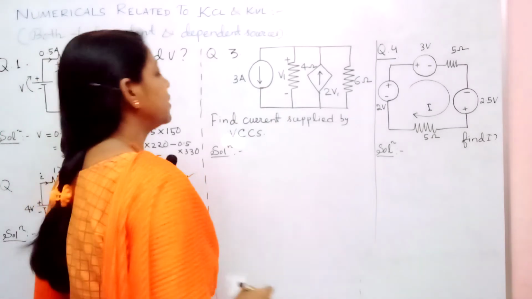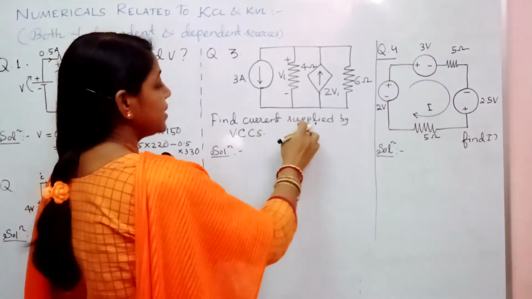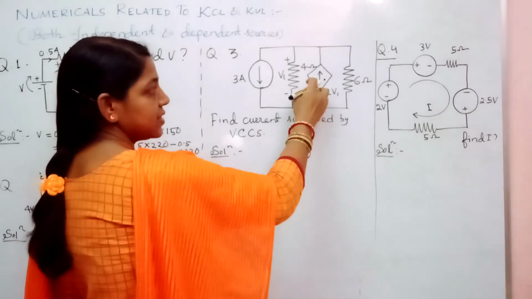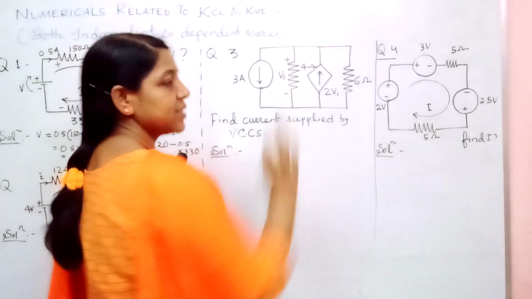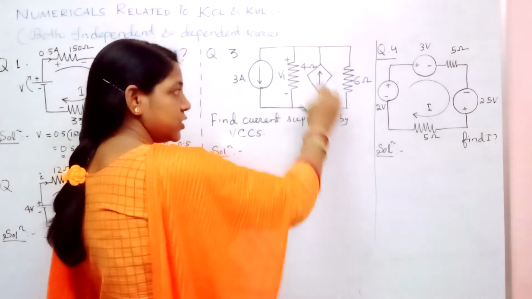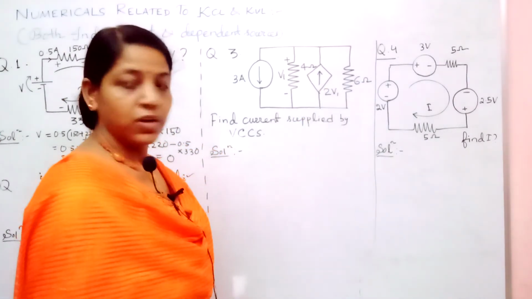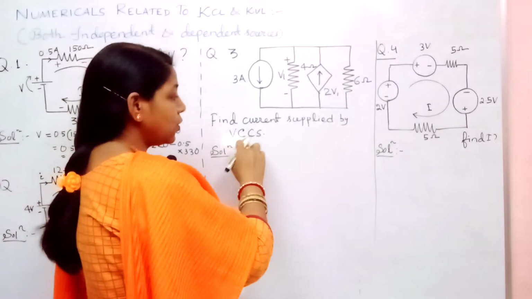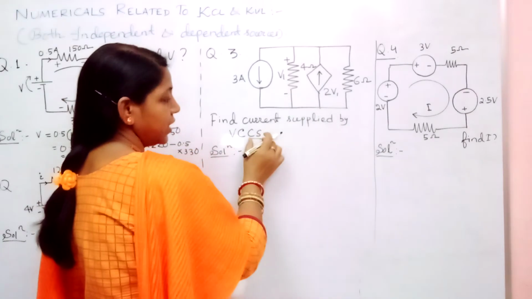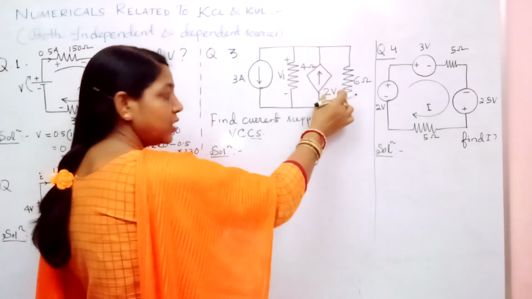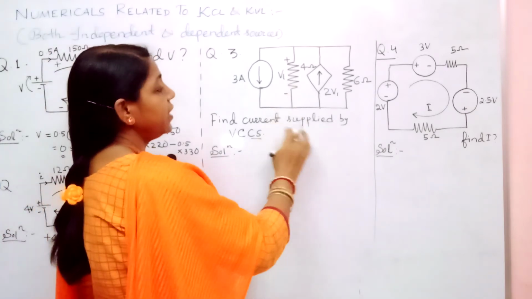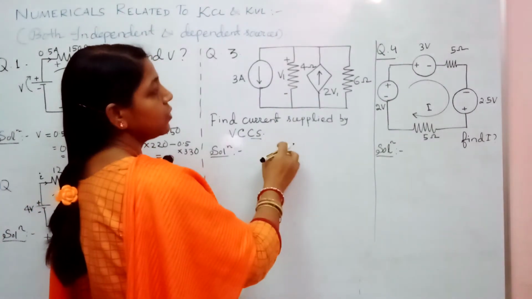This is the circuit given. They are asking to find the current supplied by the VCCS, voltage controlled current source. This arrow, I told you, whenever there is an arrow, that indicates a current source. Now here what is written? Voltage. So it is a current source but dependent on the voltage. Hence voltage controlled current source. What type of source? First you should write that. Arrow mark is given, current source, so write current source. Who is controlling it? Voltage control. So voltage controlled current source. Clear?